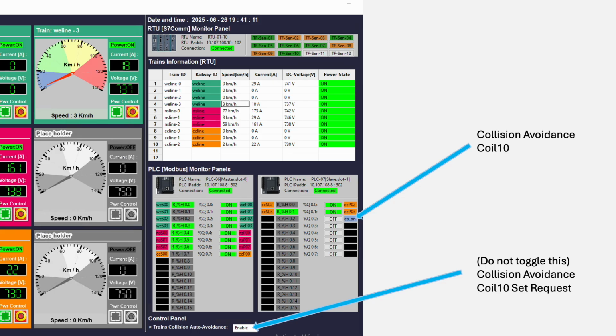There is also a PLC coil that does not correspond to any specific train. This is the collision avoidance coil 10, which ensures all trains do not crash into each other in the event that they are in the same track block. The button for setting the coil set request for the collision avoidance coil 10 can be found at the bottom right of the interface, but please do not toggle this.